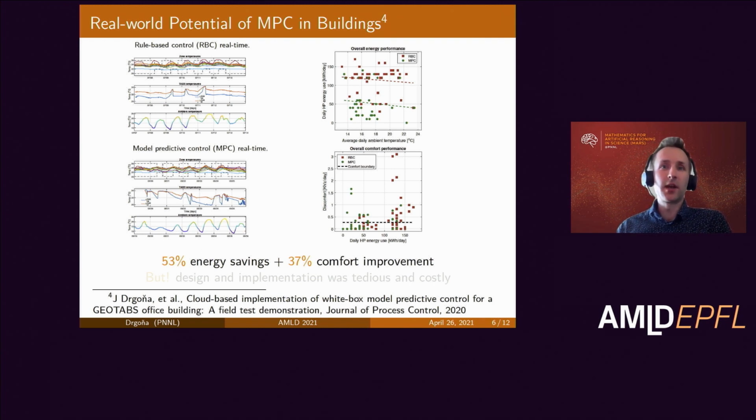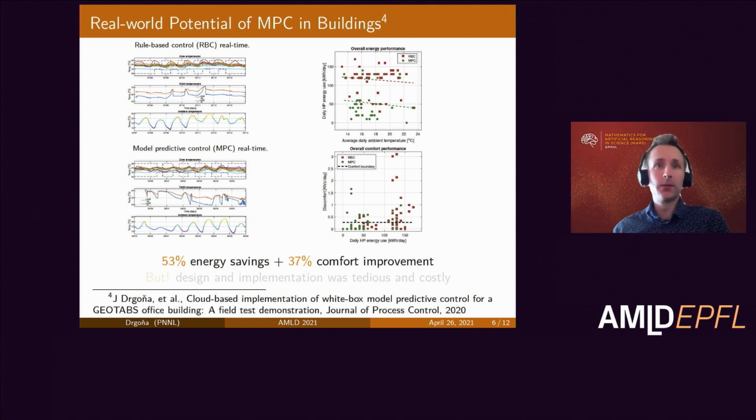Well, very nice things can happen. We can save a lot of energy: almost 50% of energy and 40% comfort improvement over a period of several months. On the right-hand side is a comparison of the performance, where the green dots are the model predictive control and the red dots are classical rule-based control tuned by hand. On the top figure, lower is better, and on the bottom figure, left is better. So you can see this huge improvement in performance.